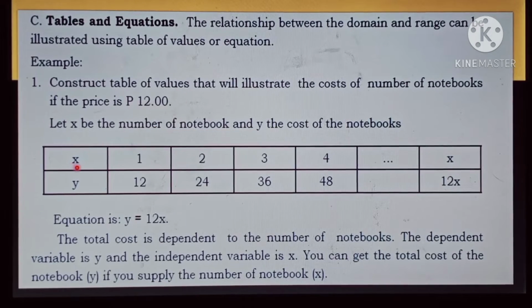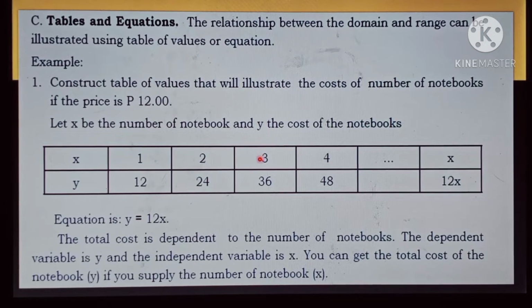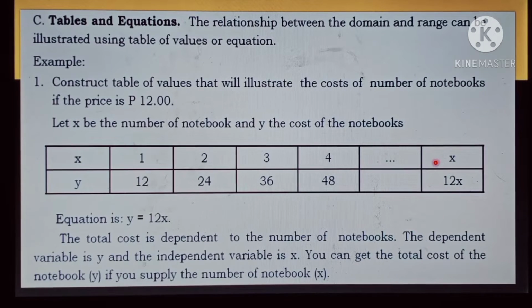So, yung X, that will be 1 notebook, 2 notebooks, 3 notebooks, 4 notebooks, then there is an ellipsis. So, yung tatlong tuldok na ito, ang tawag dito ay ellipsis. So, it means it continues until sa X number of notebooks. So, ibig sabihin, kahit ilan na number of notebooks, that will be represented as X.